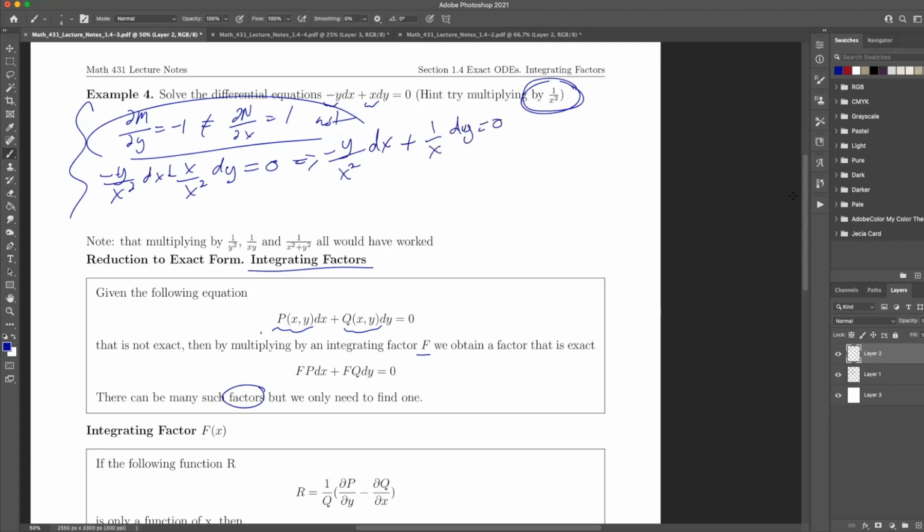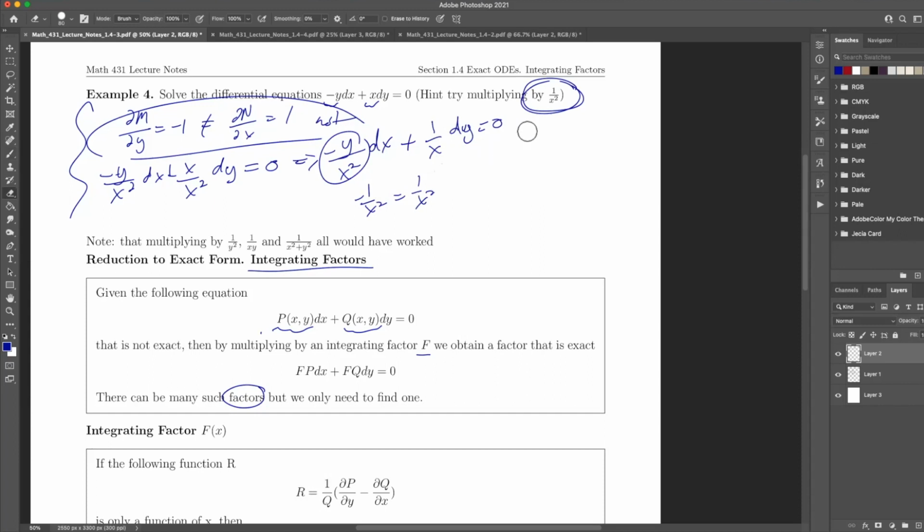Everyone okay up to this point? How I got to here? Everyone's good here. Then, is this exact? Yes, because if I take this with respect to y, what am I going to get? -1 over x squared. Is this exact? If I take this with respect to x, I'm going to get -1 over x squared. So this is now exact.